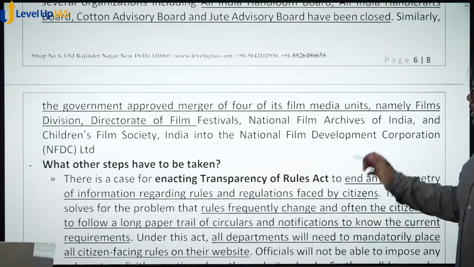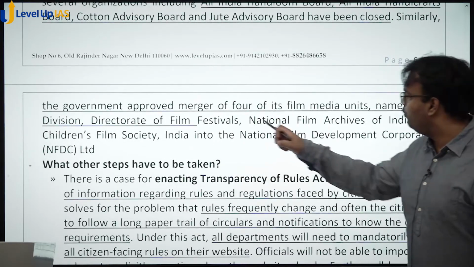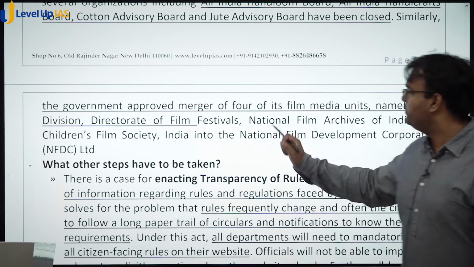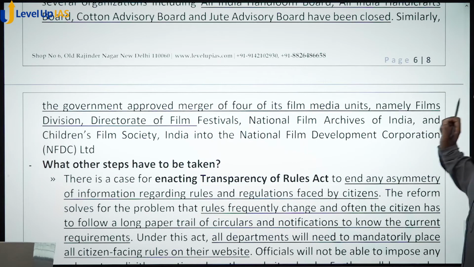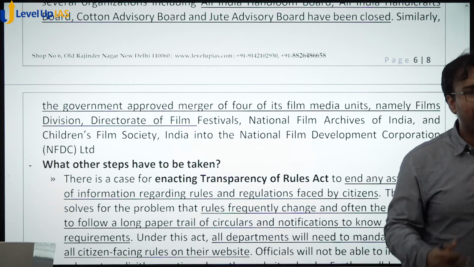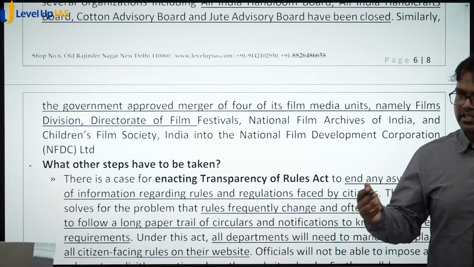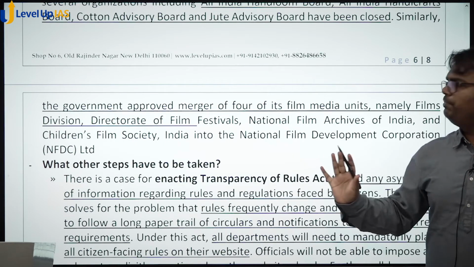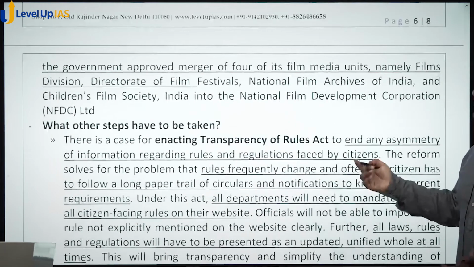In the same way, the government has also approved merger of 4 of its film media units, namely Films Division, Directorate of Film Festival, National Film Archives of India, and Children's Film Society. All these have been merged, simplifying the process. Rather than so many institutions taking permission from different institutions, simplify the things. Certain other things could be taken.